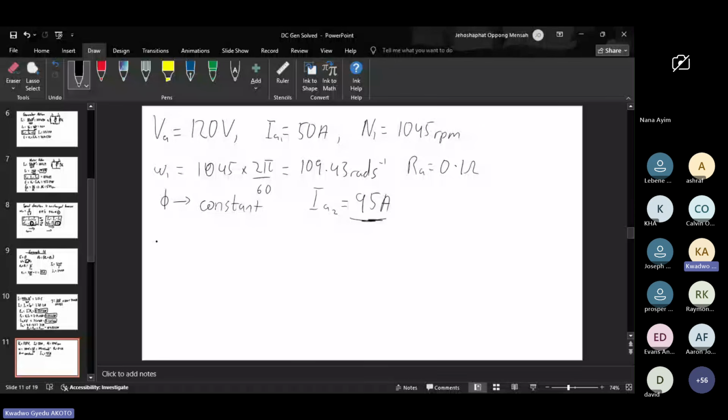All right. So EB1 is going to be VA minus IA1 RA. Substituting everything in, EB1 is going to be 115 volts.